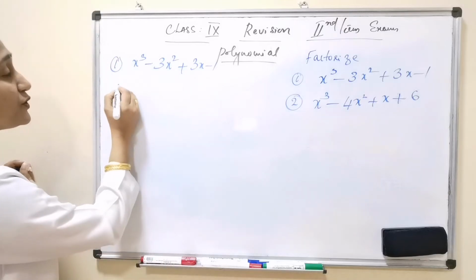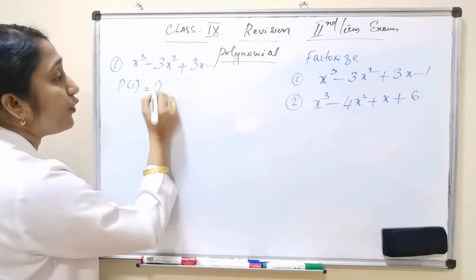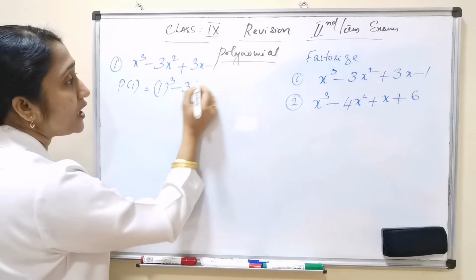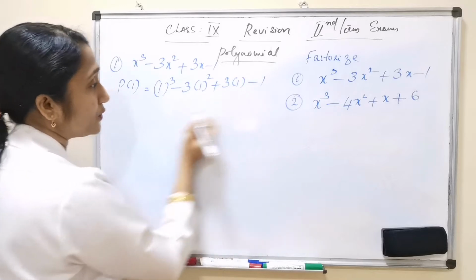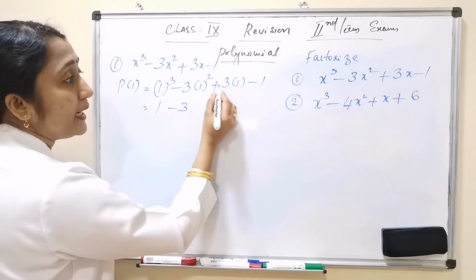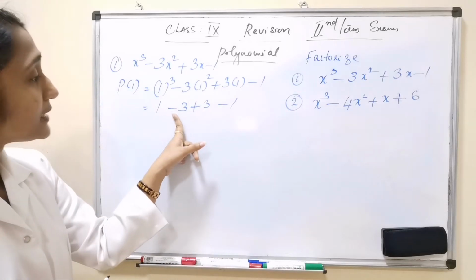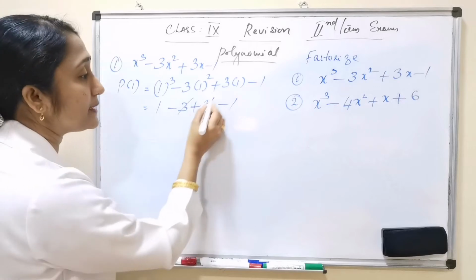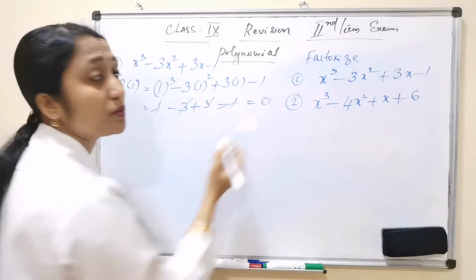That means we have to substitute p of 1. So what is p of 1? 1 cube minus 3 into 1 square plus 3 into 1 minus 1. 1 cube is 1. So minus 3 here, plus 3, minus 1. Look at this. Plus 3 and minus 3 will be cancelled. Plus 1 and minus 1 will be cancelled. So this is equal to 0.